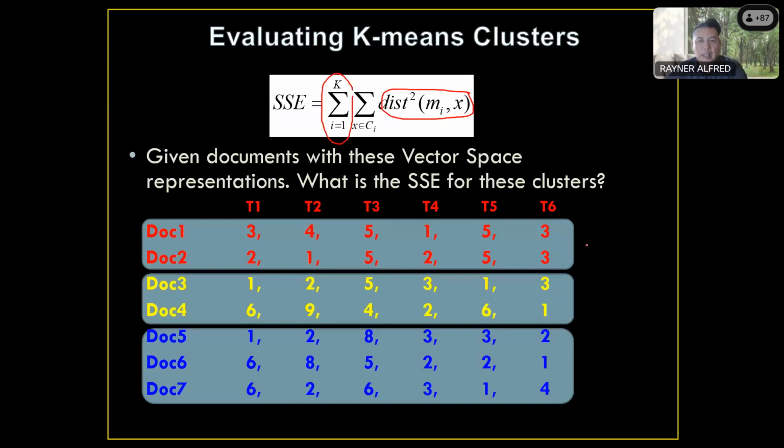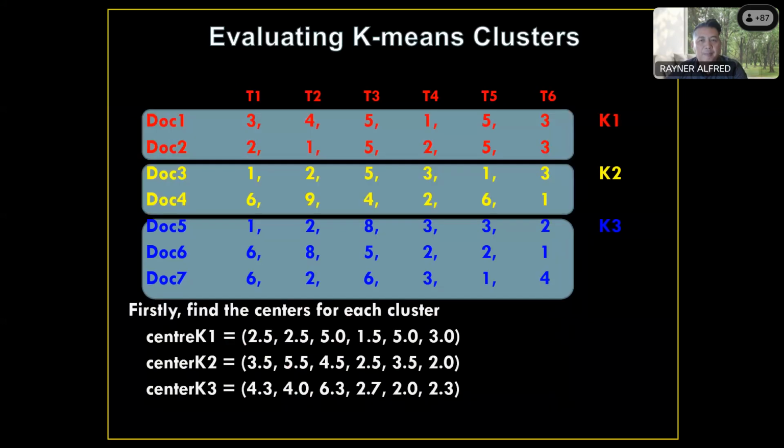So for example, we take the first one. Okay, this is cluster 1, cluster 2, cluster 3. Before we can compute the differences between the member to the center, we need to find the center first. So how do we find the center? We take the average lah. So this one is 2.5. This is 2.5. This is 5, 1.5, 5, and 3. And that's how we get this one.